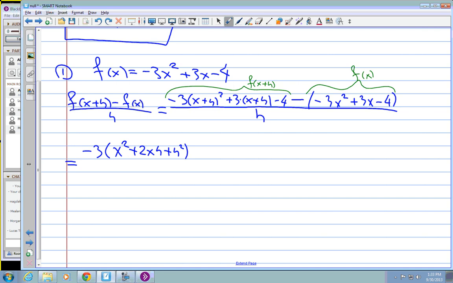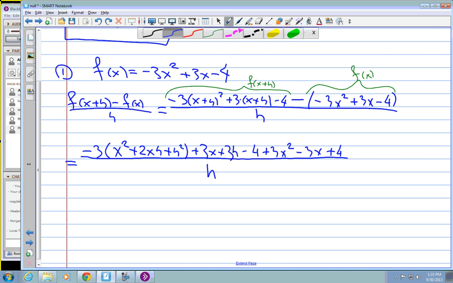But anyways, distribute that other 3, so that's 3x plus 3h minus 4. Distribute the negative, becomes positive 3x squared, negative 3x, positive 4, all over h. Is that okay? So all I'm doing is opening up parentheses, there's no new material. I can cross a few things out. What can I cross out? Yeah, I'll distribute on the next step, but I can cross out the 4s, I can cross out the 3x's, and I'll distribute the negative 3.